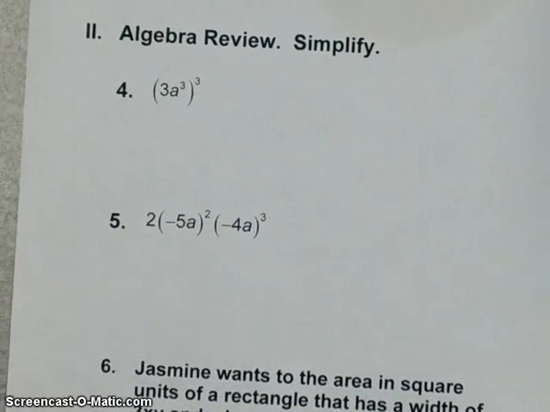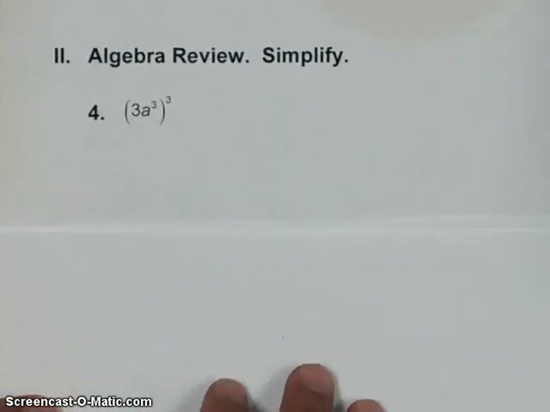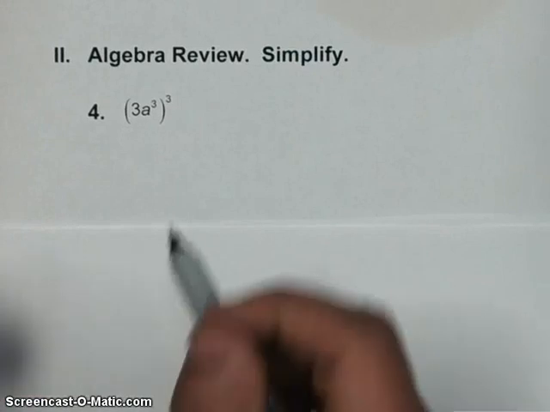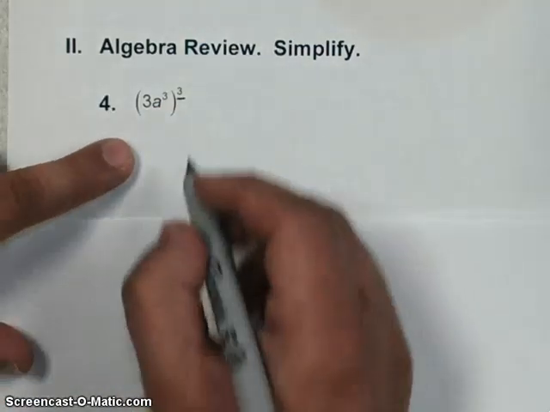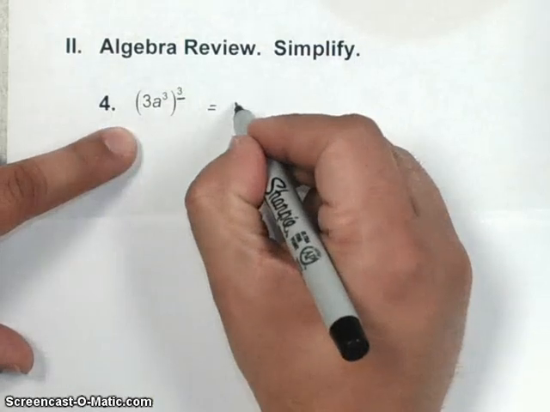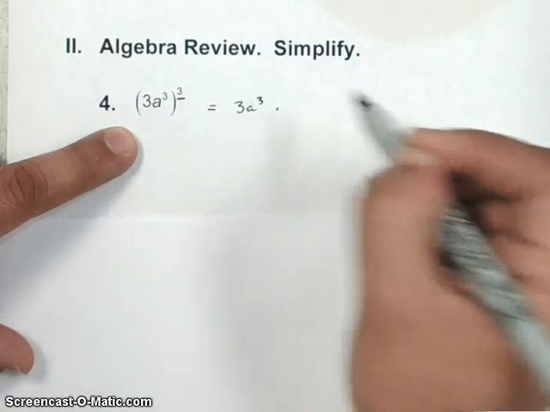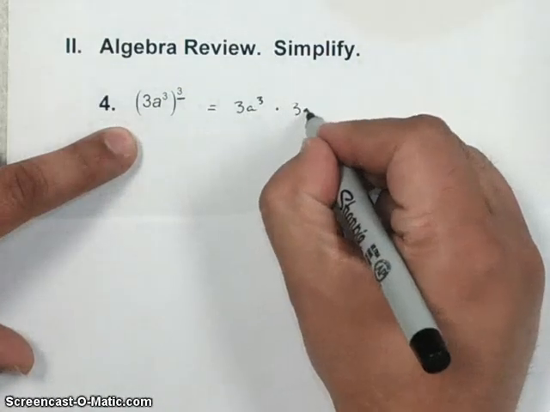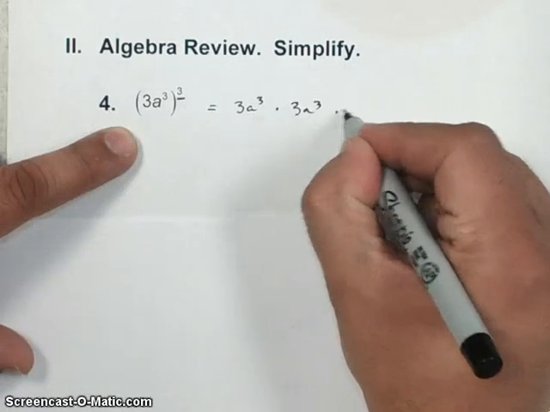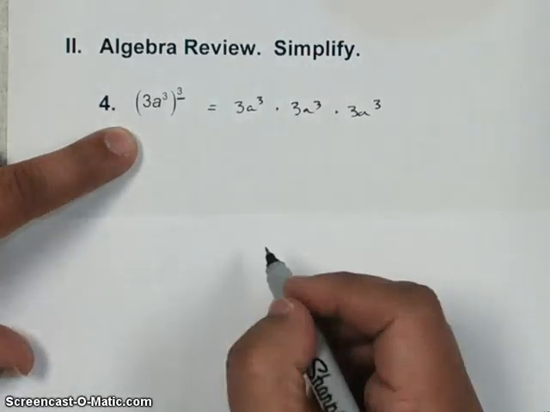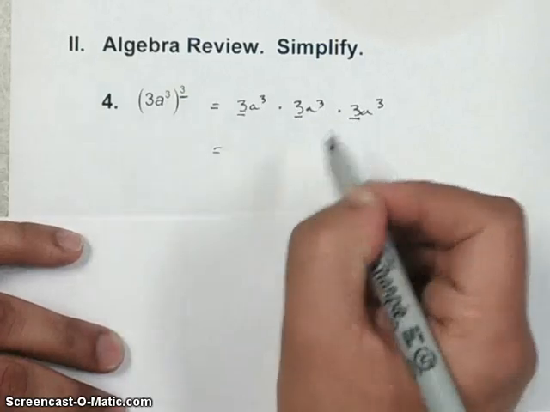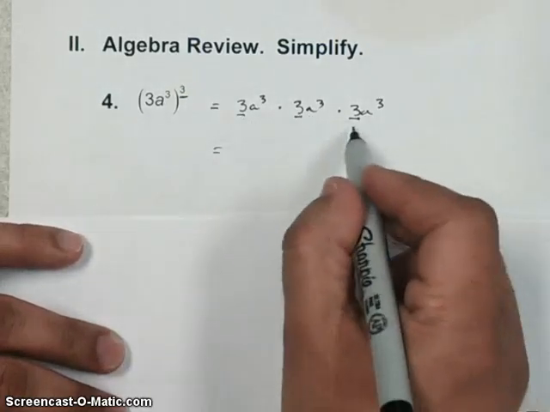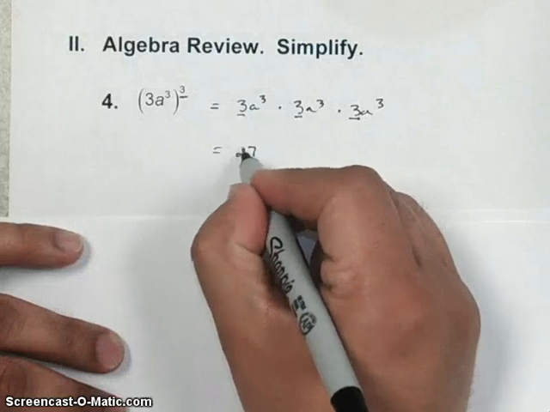Alright, now we're going to do a little bit of algebra review to refresh your memory on exponents. This exponent here tells me that I have 3 of these. It's 3a to the third power times 3a to the third power times 3a to the third power. So I'm going to multiply the 3's together. 3 times 3 is 9, times 3 makes 27.